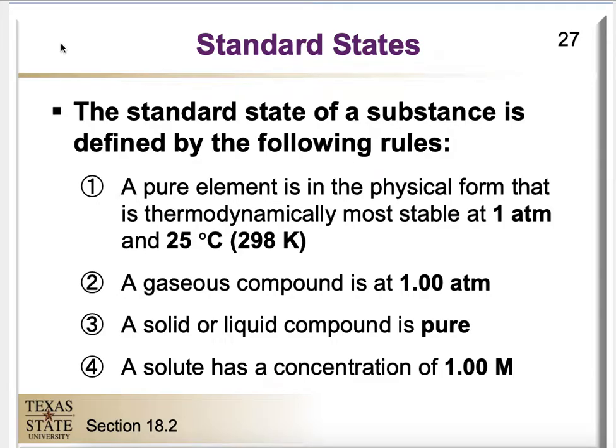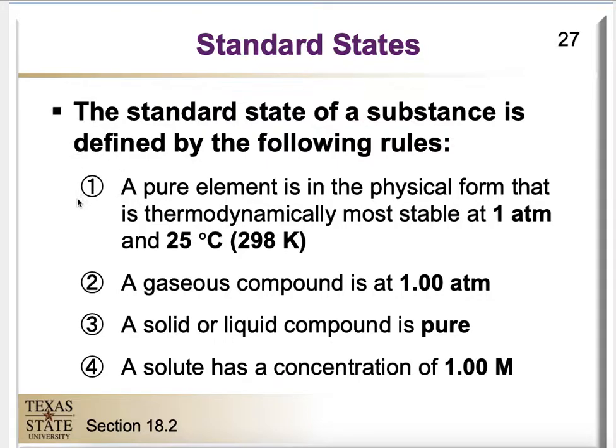We are now going to look at ways to calculate the enthalpy change, entropy change, and Gibbs free energy change for reactions at standard states utilizing tabulated data, or data that is in tables. To do this, we're going to first define what our standard state is. Standard state for a substance is defined by the following rules.